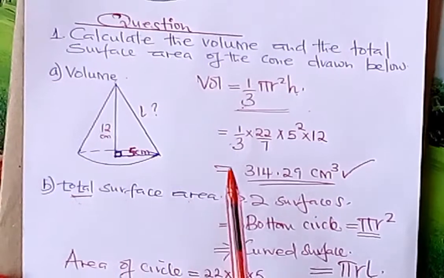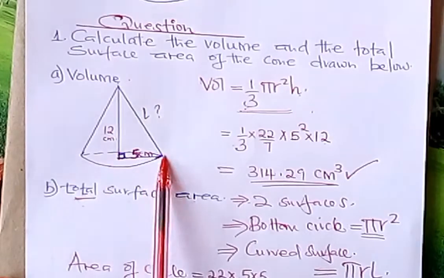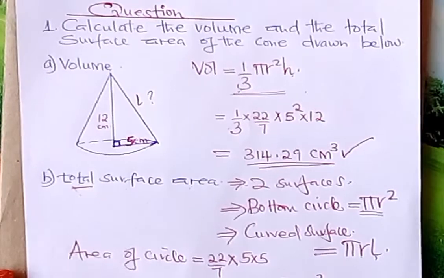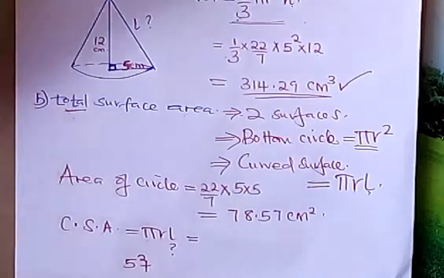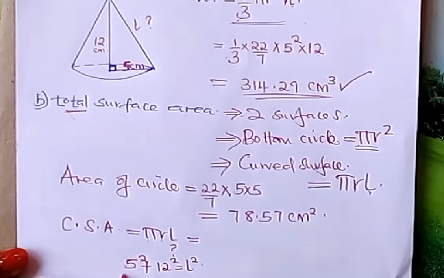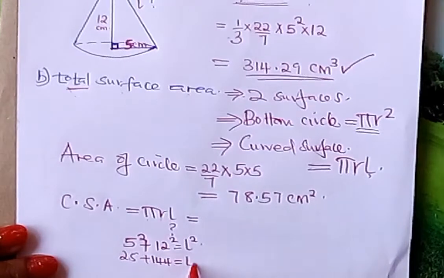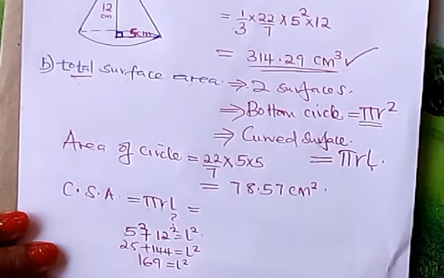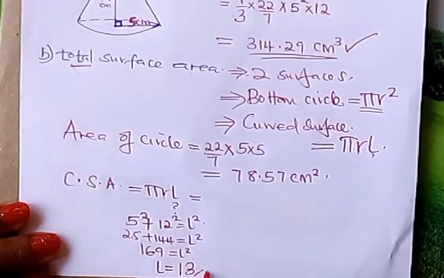How do we get it? It is by use of Pythagoras theorem. We use this right angle here, learner, 5, 12 to get the L. So Pythagoras theorem, you talk of 5 squared plus 12 squared is equals to L squared. You work out this, you get 25 plus 144 is equals to L squared. This gives you 169 is equals to L squared. You find square root on both sides, and therefore our L, learner, is 13.